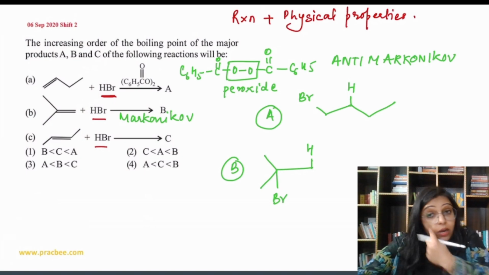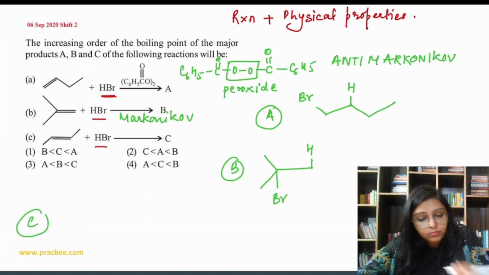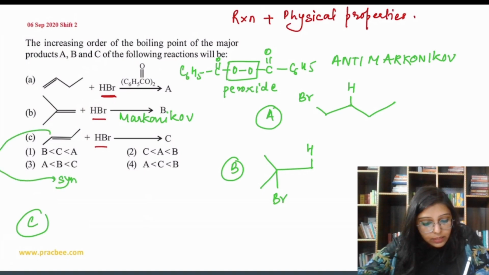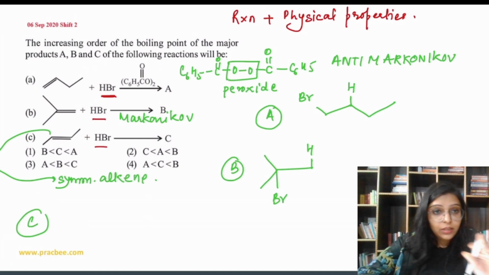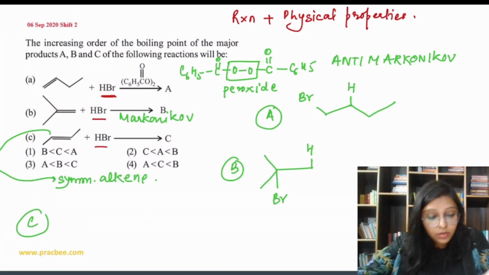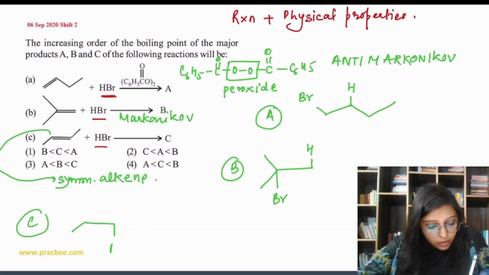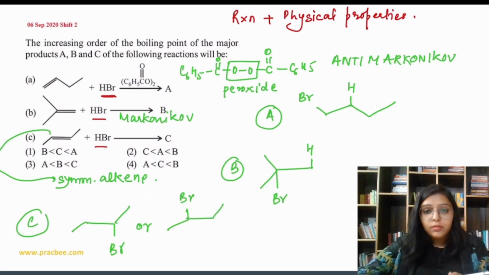Okay. Now the third one, C1. With HBr, we have to do Markovnikov, but this is a symmetrical alkene. For a symmetrical alkene, there is no need to do Markovnikov or anti-Markovnikov. So here we write Br over here or here, or we can also write Br over here, or like this. We can also write. The next point is boiling point.